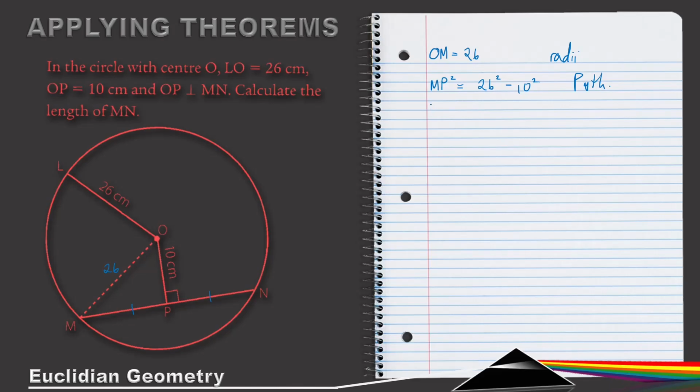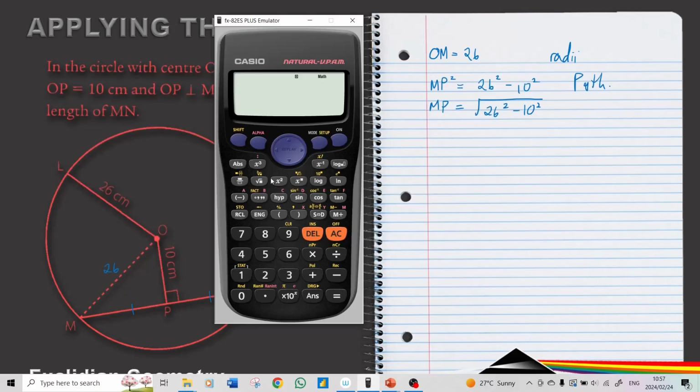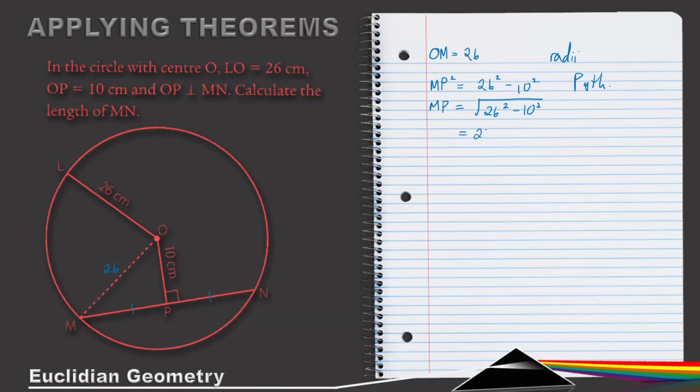Okay, so now to solve for MP, I'm just going to take the square root on both sides. So 26 squared minus 10 squared, and then we can put that onto the calculator. Square root of 26 squared minus 10 squared, and this is then equal to 24. Okay, now for the final thing, we can state that MP is equal to PN, and our reason is going to be line from center is perpendicular to chord.